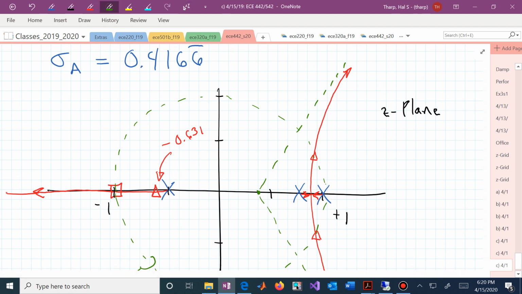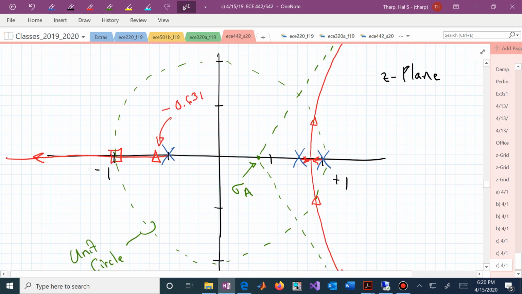That's what this value is right here. There's sigma sub A. That's a little bit less than 1/2. We have our 3 poles. One pole was at minus 1/2. One pole was at 1, and the other pole was at 3/4. Those 3 x's, we now know which segments from rule 2 belong to the root locus on the real axis.